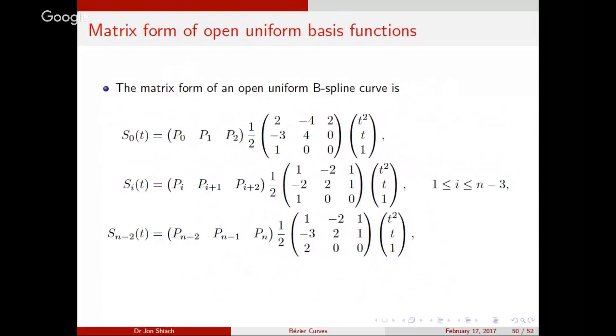Having a look at the matrix form, what we have in the middle is what we had before, from our previous example. For the first 3 control points, we have a slightly different matrix, but it's calculating exactly the same thing. For the last 3, we have a slightly different matrix still. So these are 3 matrix equations, depending on whereabouts in the knot vector we are.